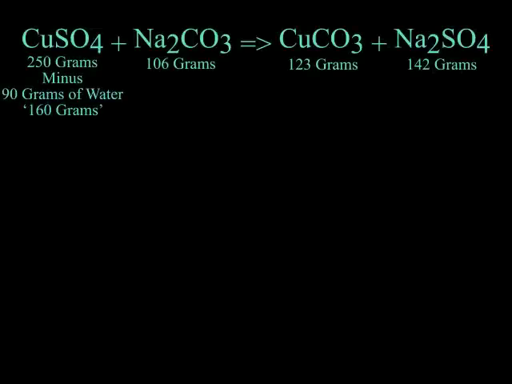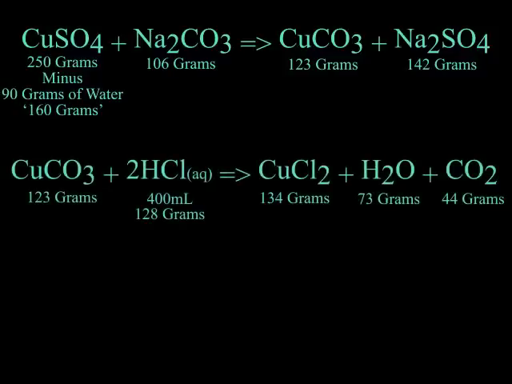To review what we did today. We reacted 250 grams of copper sulfate with 106 grams of sodium carbonate to yield 123 grams of copper carbonate. We then reacted the copper carbonate with 400 milliliters of 32% hydrochloric acid to yield 134 grams of copper chloride. We have shown you how to synthesize copper chloride.